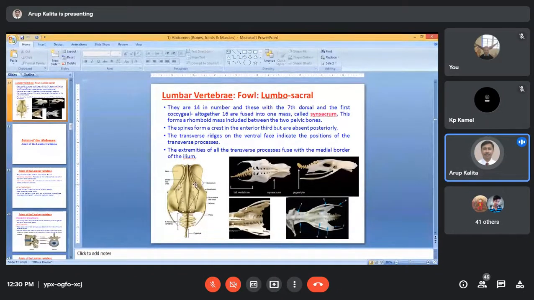But in case of bird, the lumbar and the sacral are not separated bones. They are united together to form the lumbosacral mass. Now this lumbosacral mass is added cranially by the 7th thoracic and caudally by the first coccygeal to form a single piece of bone known as synsacrum. The extremities of the transverse processes of the synsacrum are united with the medial border of the ilium. Clear or not?